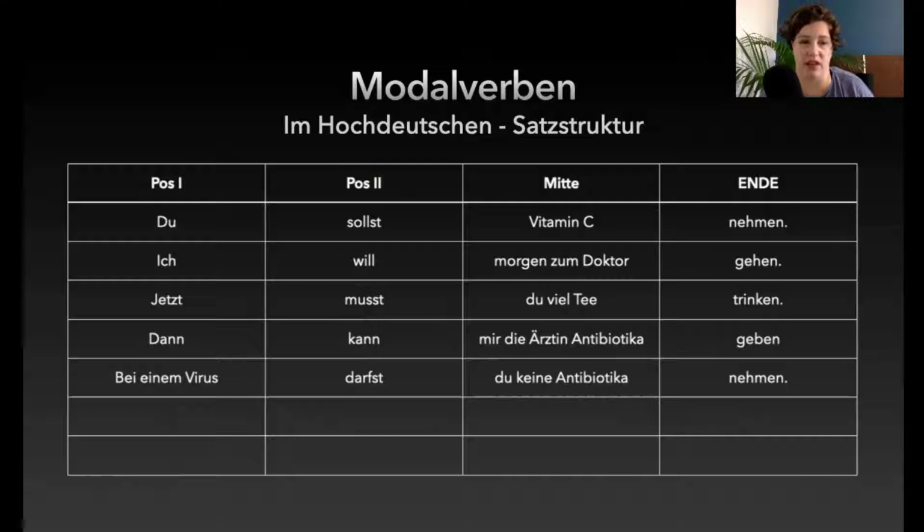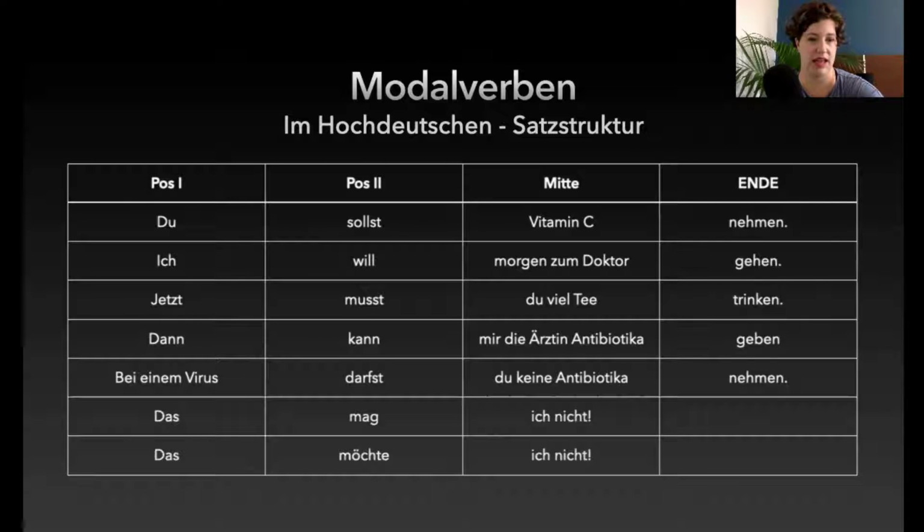So as we know from German sentences, if something else is in position 1, then position 2 still has to be the verb, and then the subject follows after the verb. Jetzt musst du viel Tee, and then at the end the verb trinken. Same in different contexts. Dann kann mir die Ärztin Antibiotika geben. Bei einem Virus darfst du keine Antibiotika nehmen.